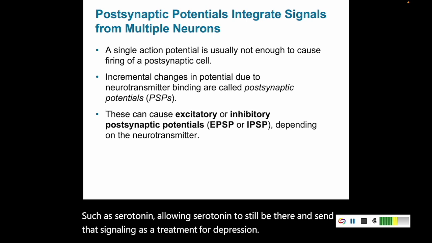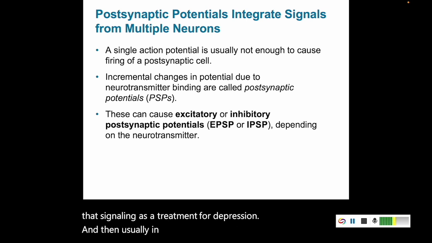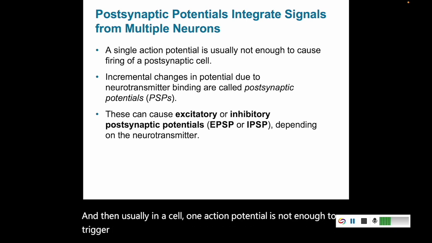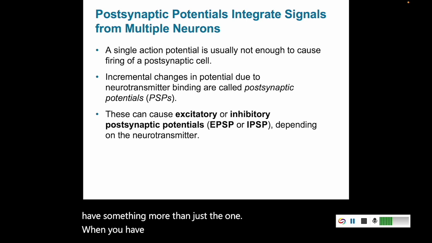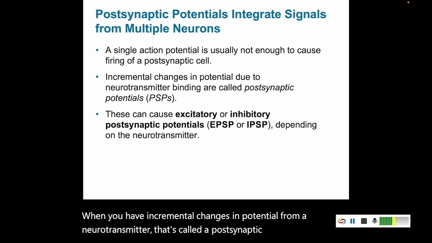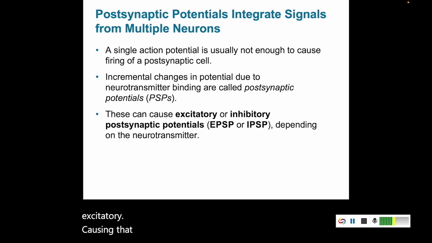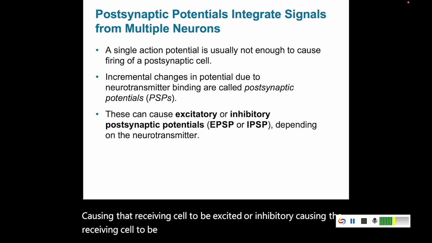And then usually in a cell, one action potential is not enough to trigger a postsynaptic cell to respond. You're going to need something more than just the one. When you have incremental changes in potential from a neurotransmitter, that's called a postsynaptic potential. This can be excitatory, causing the receiving cell to be excited, or inhibitory, causing the receiving cell to be inhibited. That's going to depend on what transmitter and receptor is involved.